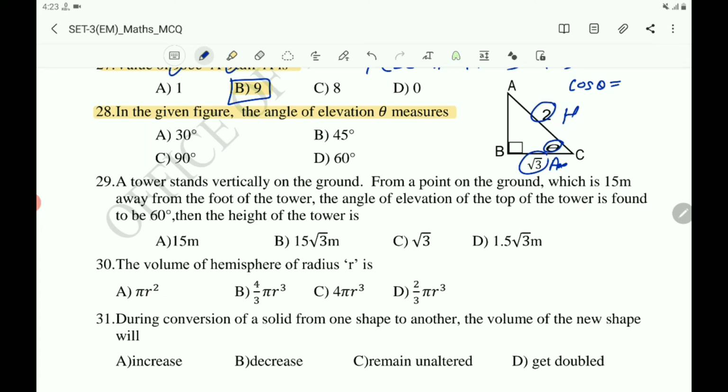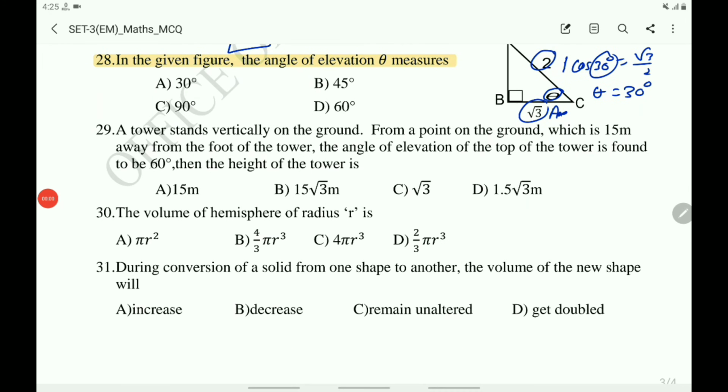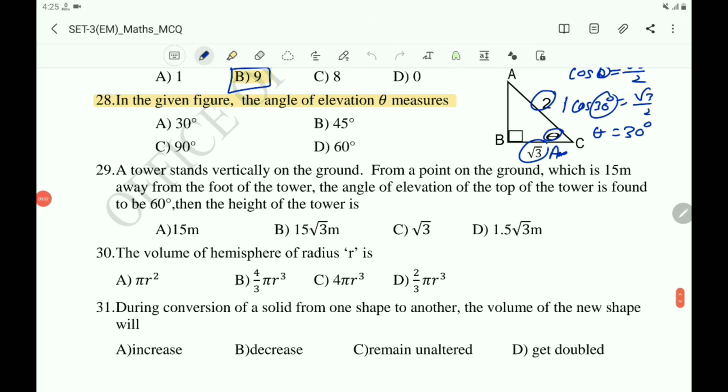Cos theta equals what you got? That is root 3 by 2. Cos how much is root 3 by 2? You know that cos 30 degree is root 3 by 2. Therefore theta equals how much? Theta equals 30 degree. Option A is the answer.